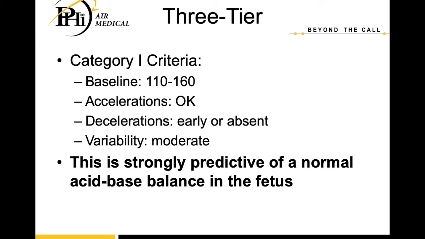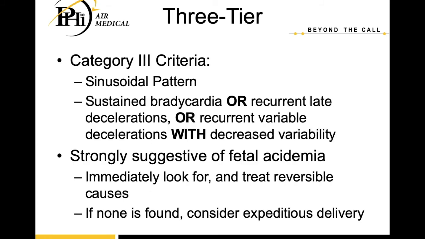Decels have to either be early decels or absent, so no late decels, no variable decels. Variability has to be moderate. So this is your normal baseline, having accelerations, no decelerations with moderate variability. This is strongly predictive of a normal acid-base balance in the fetus with a good, well-developed central nervous system. Category 3, on the other hand, is a lot less nice.